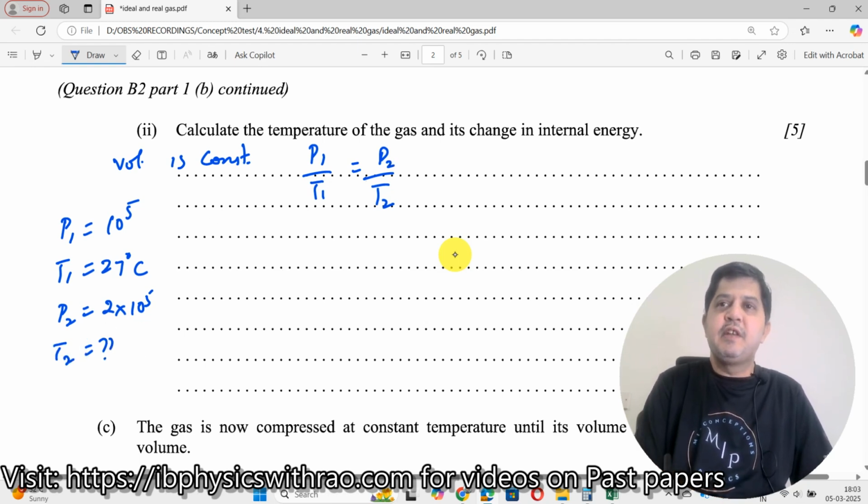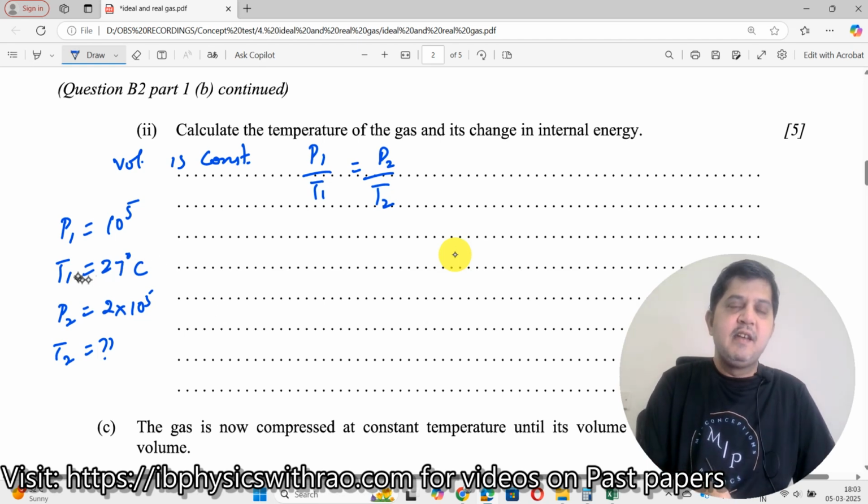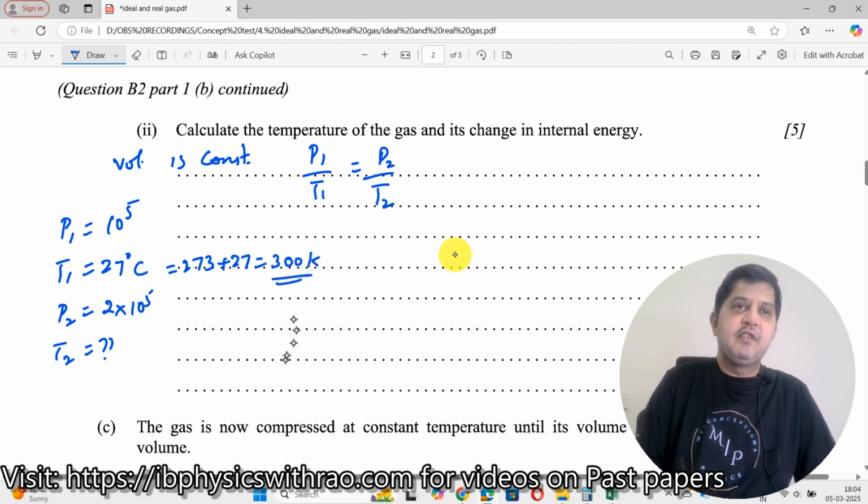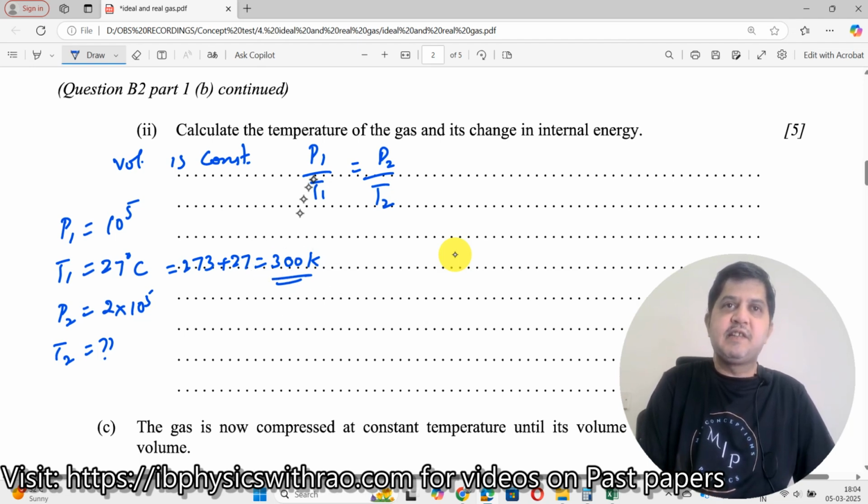Can I just substitute here? I should not substitute. The reason is that this should be kept in Kelvin. So this should now be 273 plus 27, which should be equal to 300 Kelvin, right? So this is a mistake which most of the students make. They just substitute 27 here, get some answer, but that will be incorrect. Okay. So let us get 300 over here.